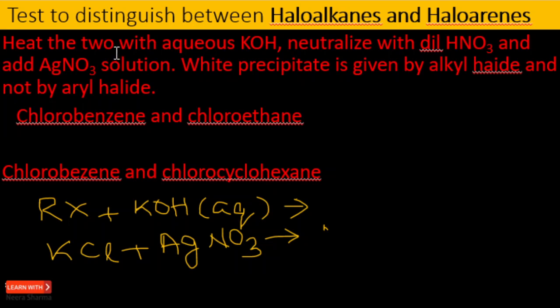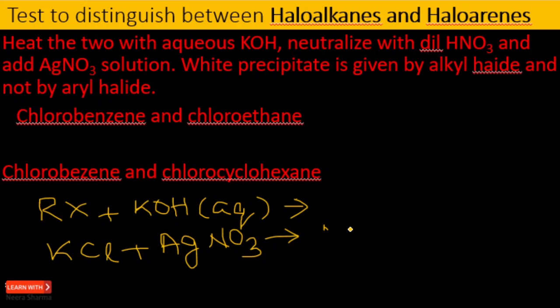Now if we treat the two with aqueous KOH and neutralize with dilute nitric acid and treat with AgNO3, you will get a white precipitate, or a light yellow precipitate in case of a bromide and yellow in case of an iodide, for alkyl halides, and no precipitate for aryl halides.